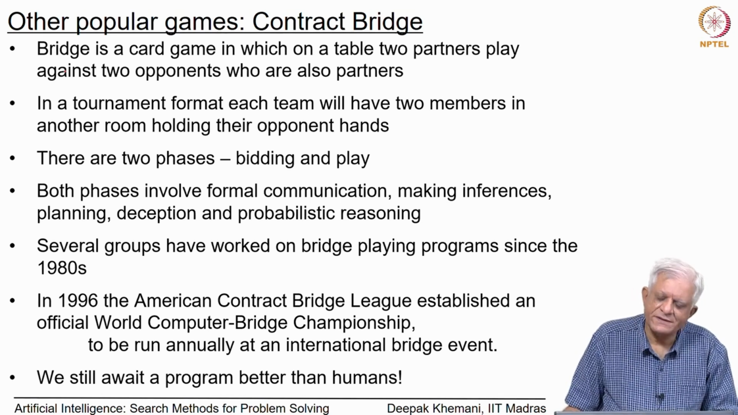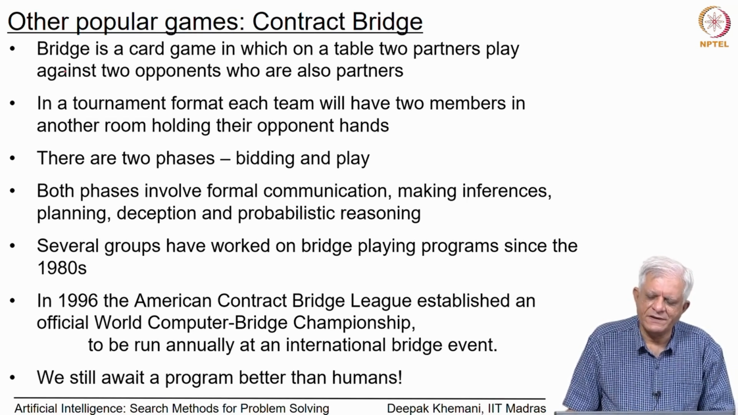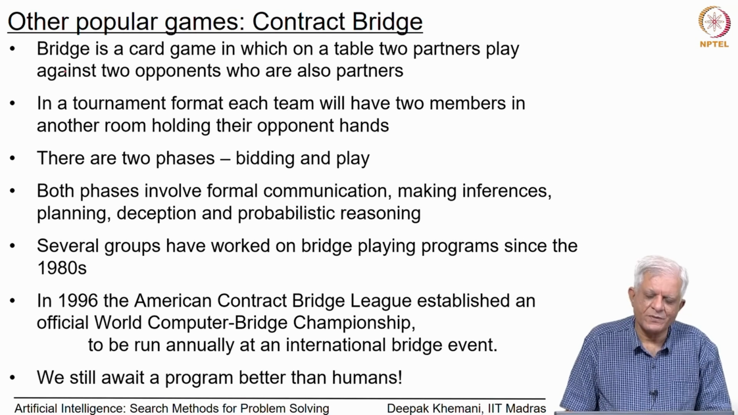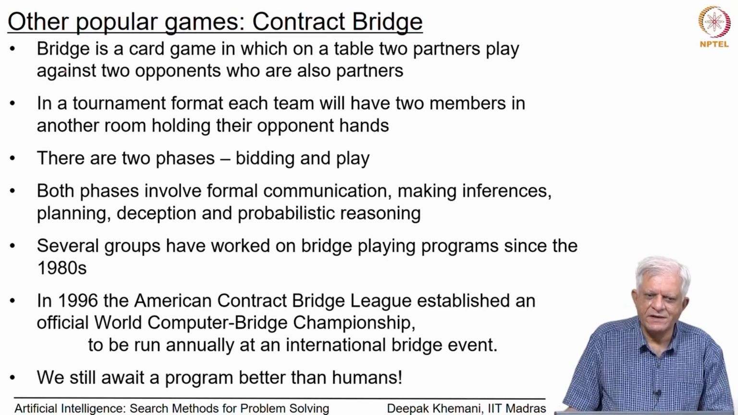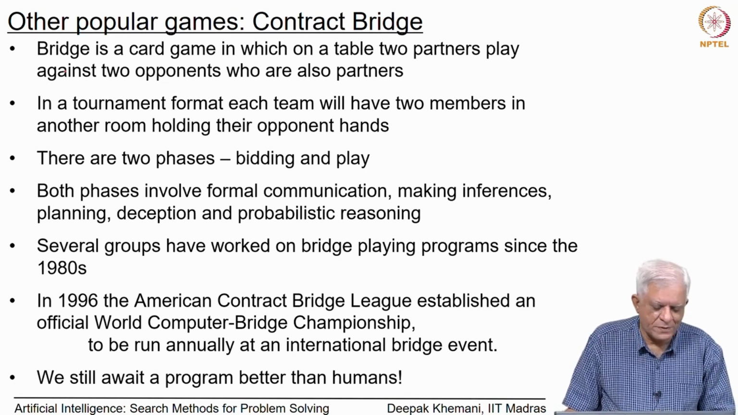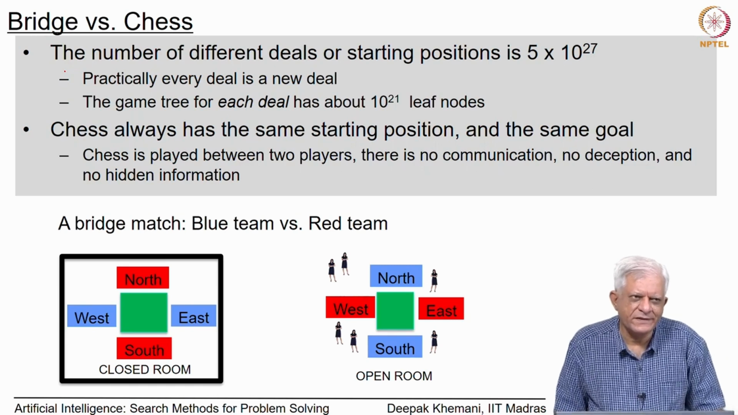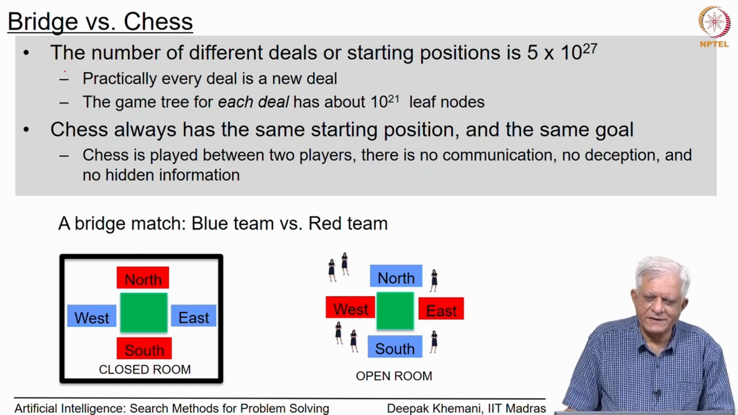Like in chess, a computer bridge tournament was started, and we have world bridge championships every year, and they happen at the venue of a major bridge tournament, and there have been many programs which have been participating in this, and one of the programs which has been doing very well is a program called Jack, which comes from Netherlands. But having said that, it is still an open problem, because we still do not have programs which are better than humans. So, let us just do a very quick comparison between bridge and chess.